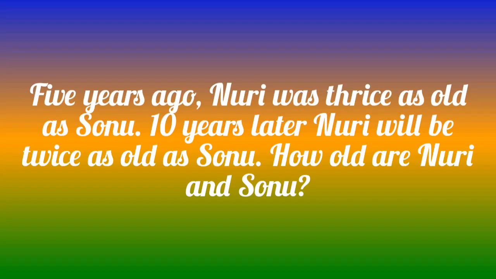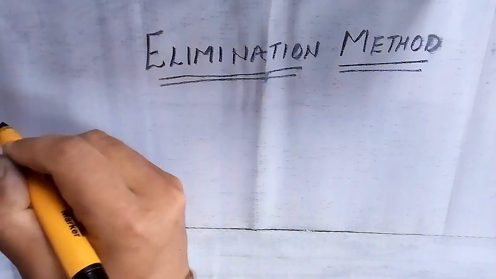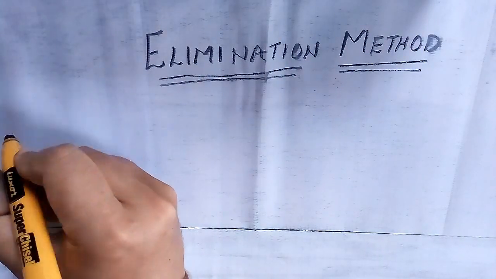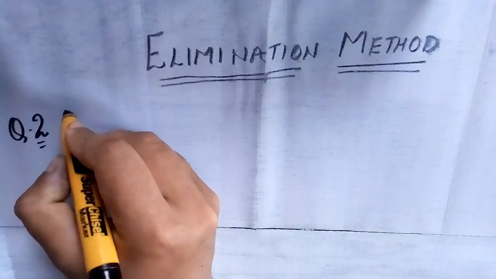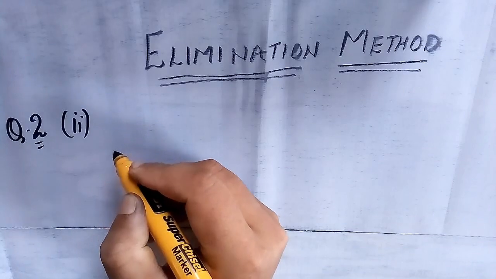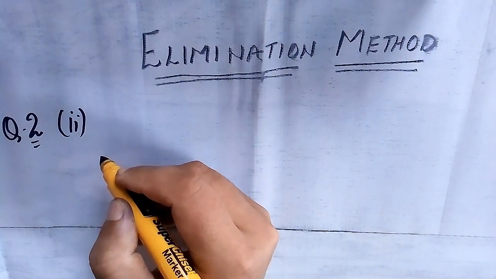Now let us see one application based question, that is: 5 years ago Nuri was thrice as old as Sonu, and 10 years later Nuri will be twice as old as Sonu. How old are Nuri and Sonu? Means we have to find out their present ages. So, you know it is question number 2 and its second part of 3.4.